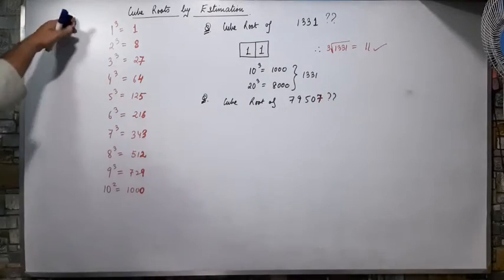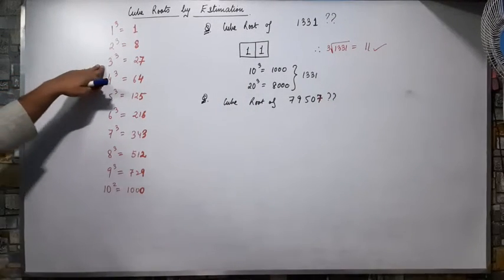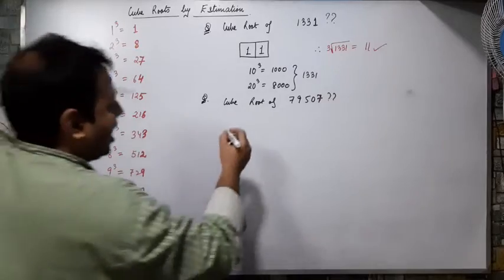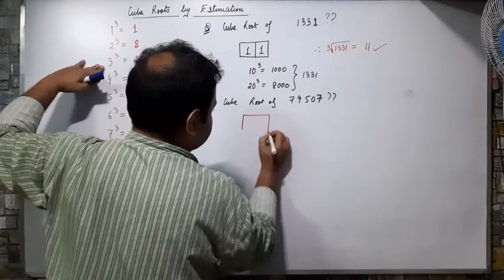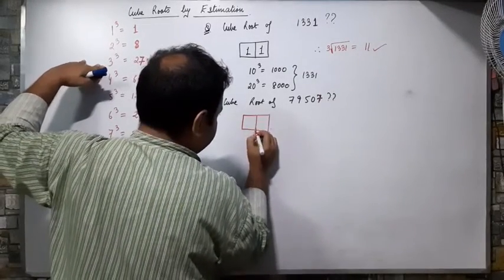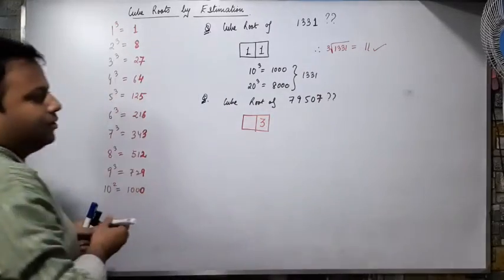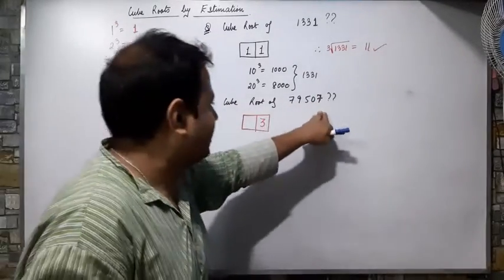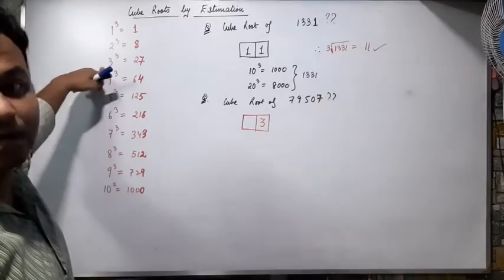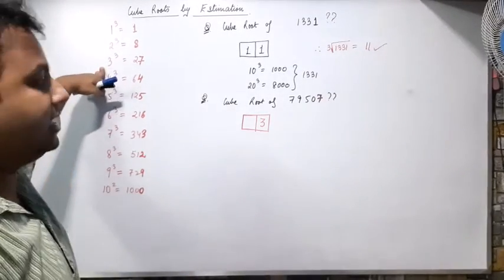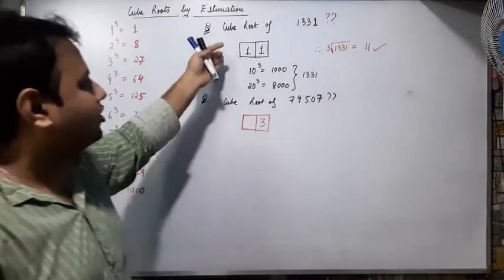You see, last digit is 7 of which number? The last digit of 7 is of 3. So I will make a box like this. I will write 3 as the unit place. Because if the unit place is 7, that must be the cube root of a number that has unit place as 3. Now many of you will ask, sir, why you are drawing only 2 boxes?